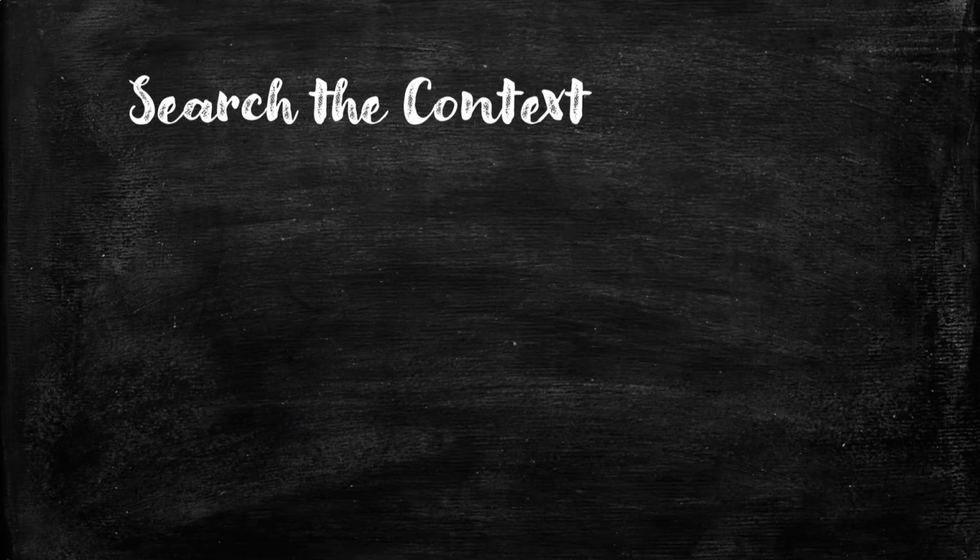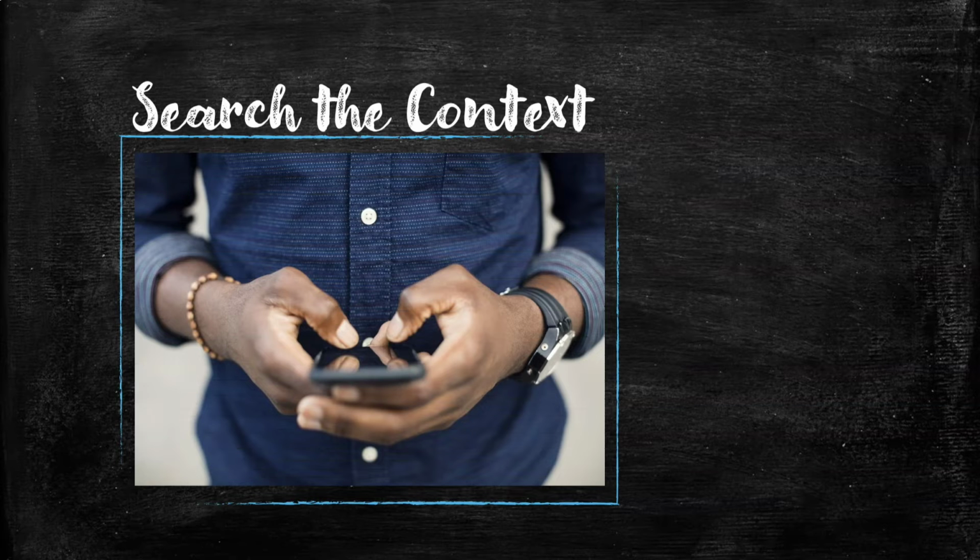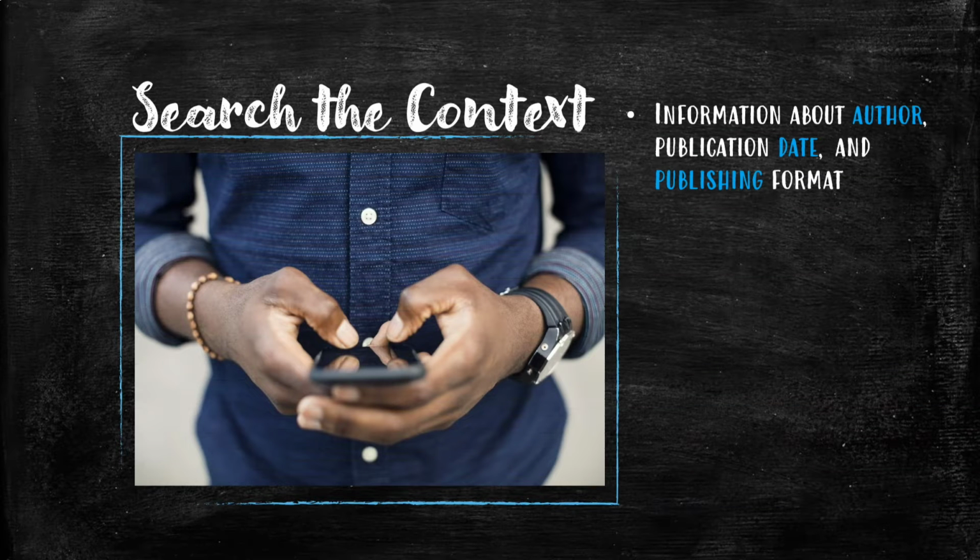Next, we will want to search for the context of the source. Begin by looking for information about the author, the publication date, and the publishing format. So see if you can find the author's name, or if this is an institution or a corporation, what is their name? See if you can find the publication date. It might just be a copyright year, or you might be provided with an entire date. You might notice if it was published and then updated. So make notes of those, and then also consider the publishing format.